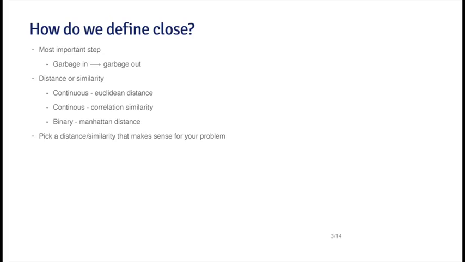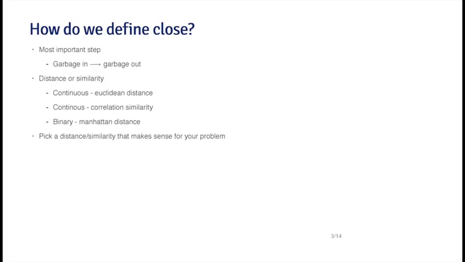So we need a distance metric to define what it means for two things to be close together, because depending on the context, two things could seem close but not be very close. And then in a different context, you could have a totally different meaning of distance. This is a very important step, and if you don't do it well, you end up with nonsense at the end. You get the classic garbage in, garbage out.